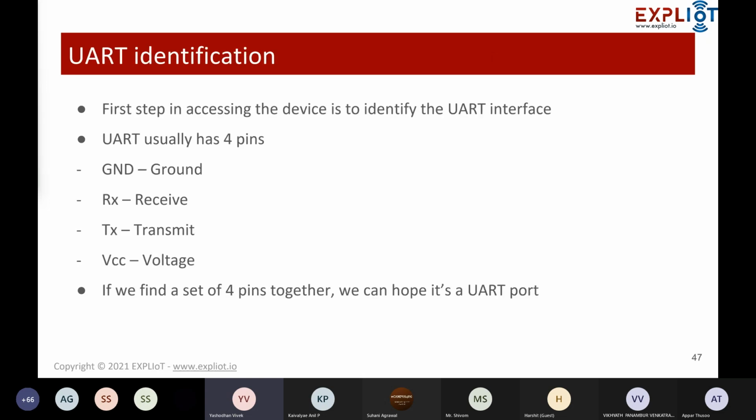So the first step is how we identify the pins. The possible ways: first of all, start looking into the combination of the 4 pins and group them together. That is the first part, as I discussed in the previous slide.